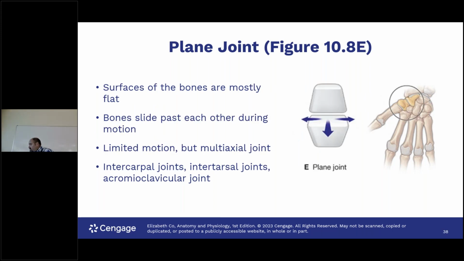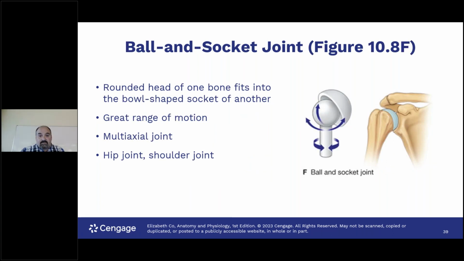A plane joint. Plane joints, P-L-A-N-E, right? You're looking at surfaces of the bones that are mostly flat. How about also intervertebral, right? As far as the superior articular process and the inferior articular process, flat, right? Think a plane joint. Here you're looking at the carpal bones and the intercarpal joints, plane joints.